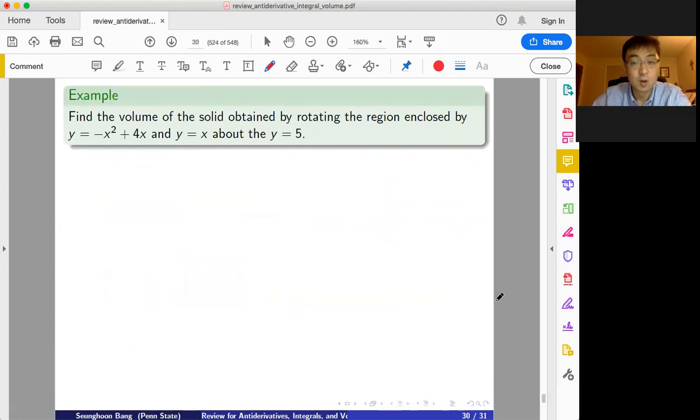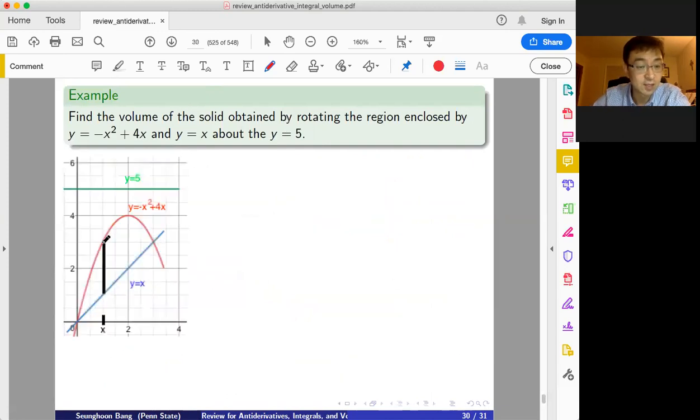The next one, y equals 5. Here, the rotating axis is a horizontal line, so you have to use the Washer method. This is the segment. Here we have a gap between the rotating axis and the segment. Because of the gap, we use the Washer method. You have to rotate this one, and what happens? We have a washer.